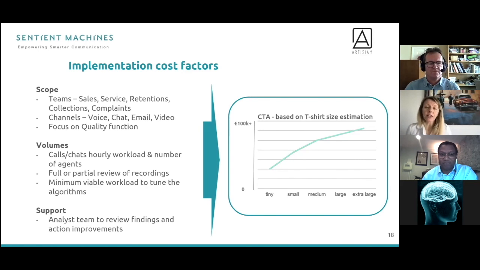And finally, having this kind of platform implemented, but not used, is obviously a big cost and also a lost opportunity. So you really need to have a team of analysts who are looking into these findings and bringing benefits back to your business. And this is very, very important.